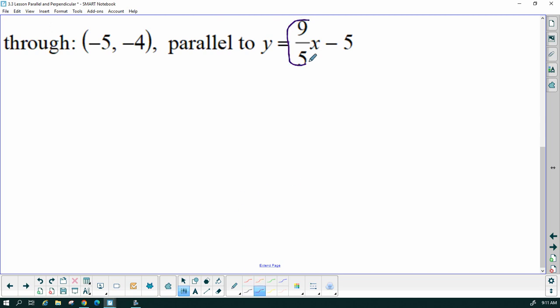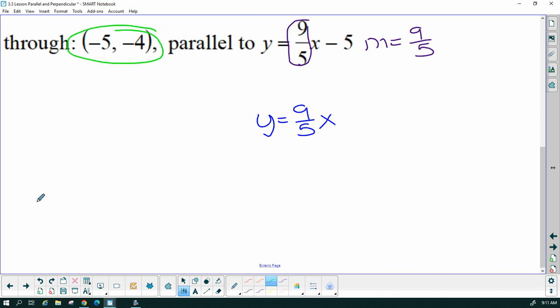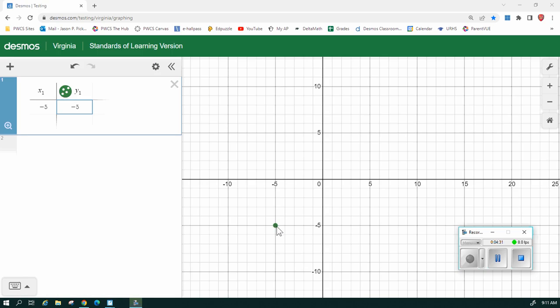So the slope of this line is 9 over 5. And so my new equation is going to start y equals 9 over 5x. They're going to start the same way. But now I want this new line to go through this point, and so I'm going to use my slope and that point to find my intercept. I need to know what this piece of my equation is. So let me plot -5, -4. So I've plotted my point, and now my slope is 9 over 5. That means go up 9, to the right 5.